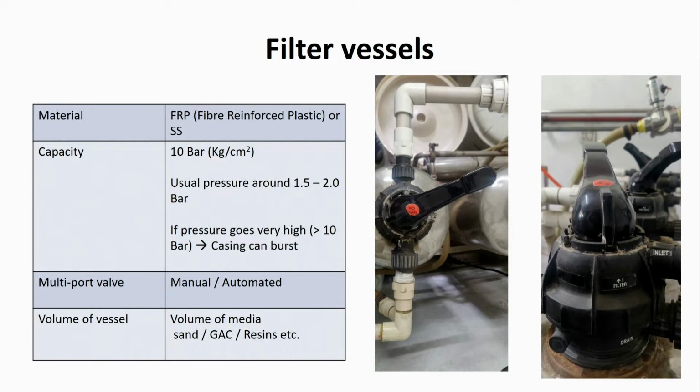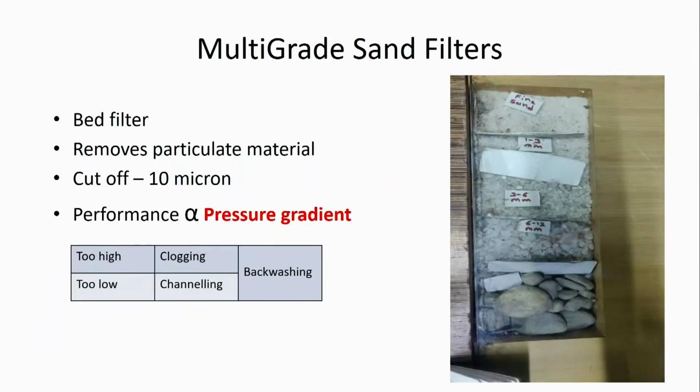The volume of the vessel which you need for pretreatment depends upon the volume of media, that is how much sand, how much carbon, how much resins you are going to use. So this is the multigrade sand filters. These are the bed filters, as I said earlier. It removes particulate matter like dust, protozoa, pollens, etc.